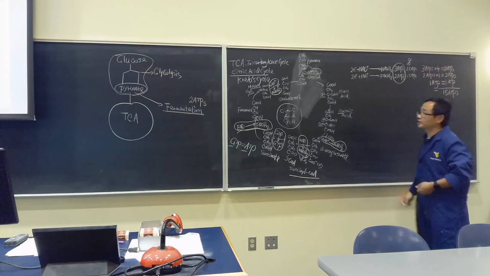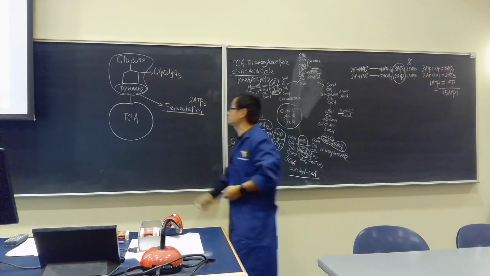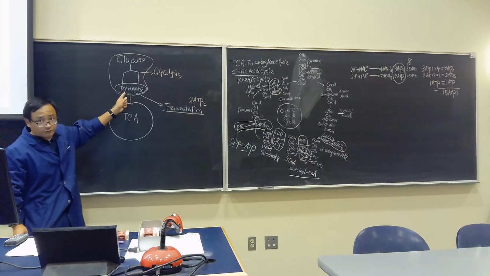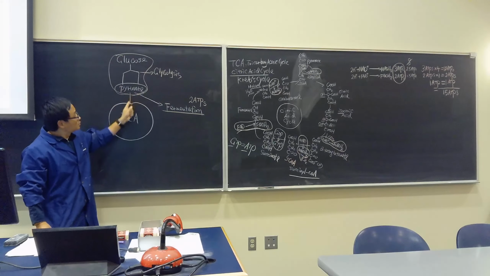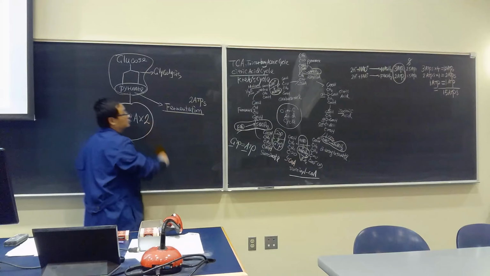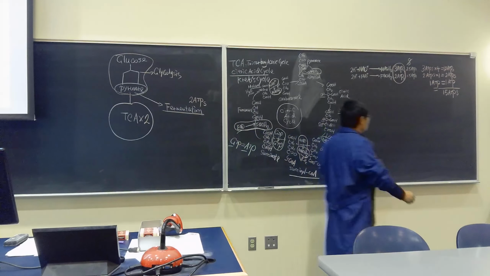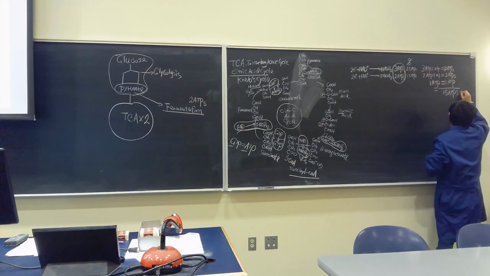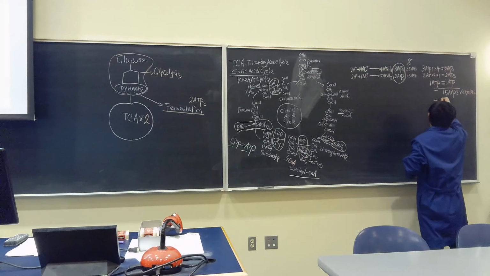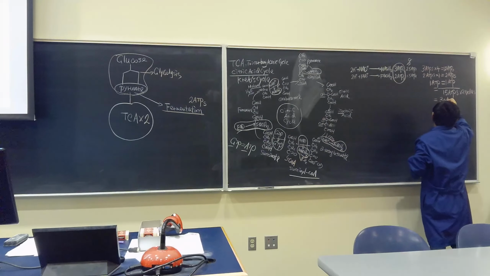And do not forget, the TCA cycle runs twice. Because the pyruvate is from a branch reaction, there are actually 2 TCA cycles. So you have to multiply by 2 cycles. Equals what? 30 ATPs.